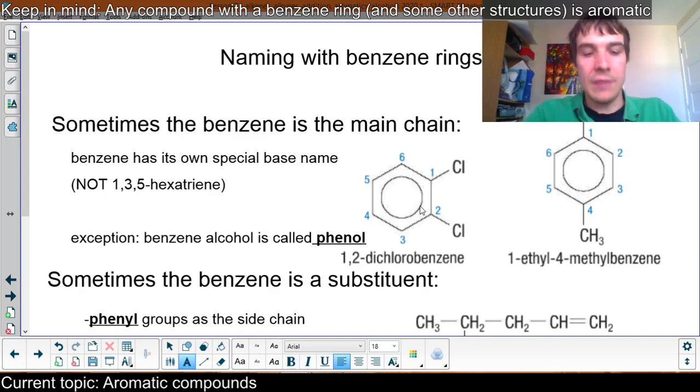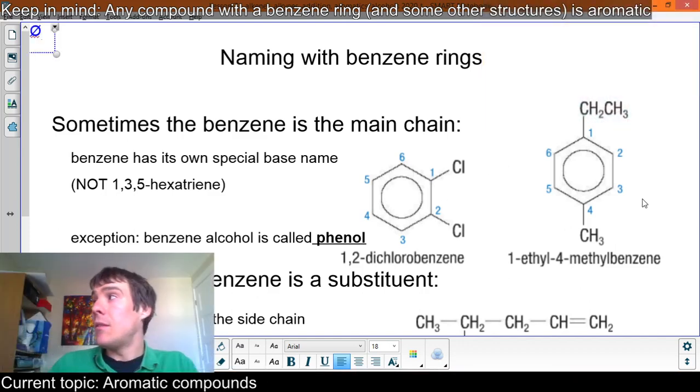And on the other side, we've got 1-ethyl-4-methylbenzene. Again, benzene as the main structure. And we number them for lowest numbers. This is 1,2 because it's 1,2. This is 1,4 because of alphabetical order. Ethyl comes before methyl. So you should know that.